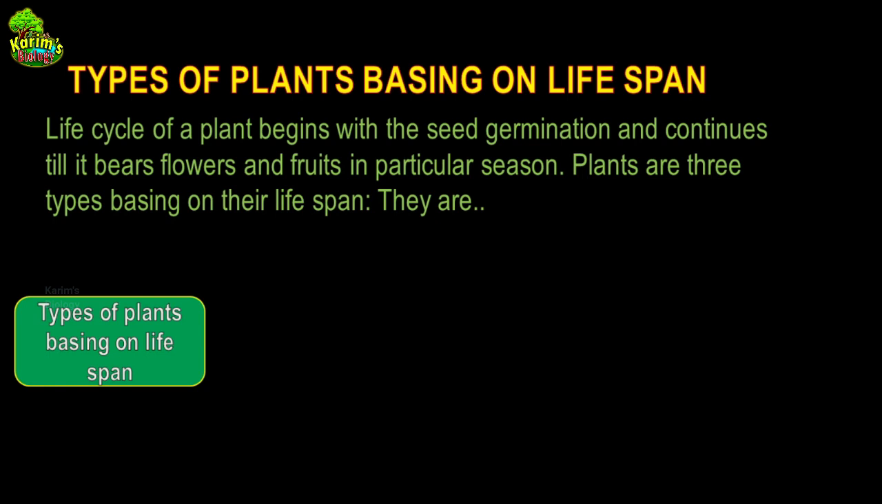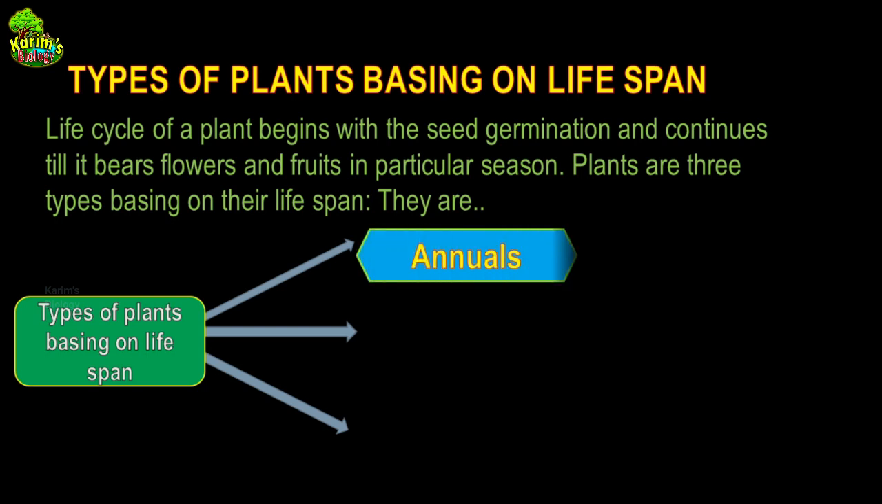So, types of plants basing on the lifespan. There are three types. What are they? First type of plants are called annual plants. I just now told you that annual plants are the plants. Pea plant is one such example for the annual plant.